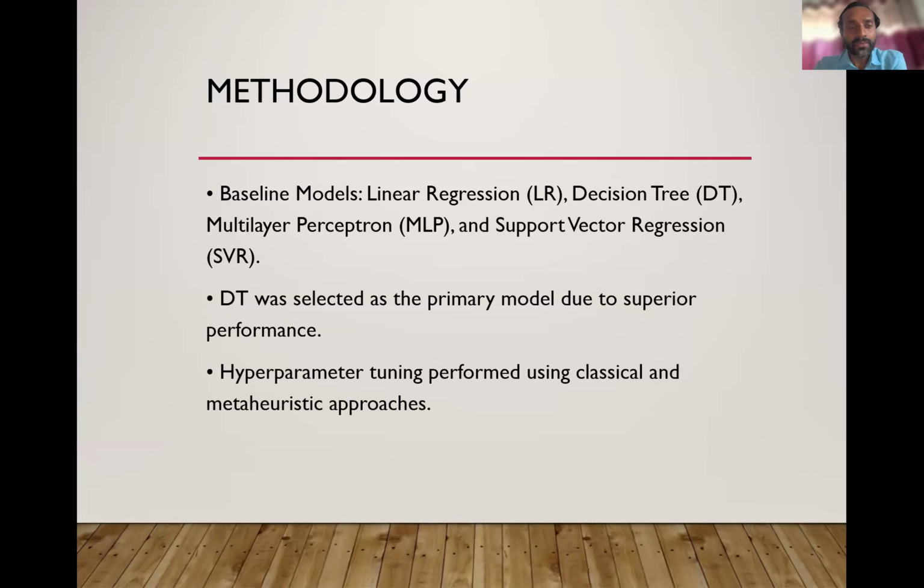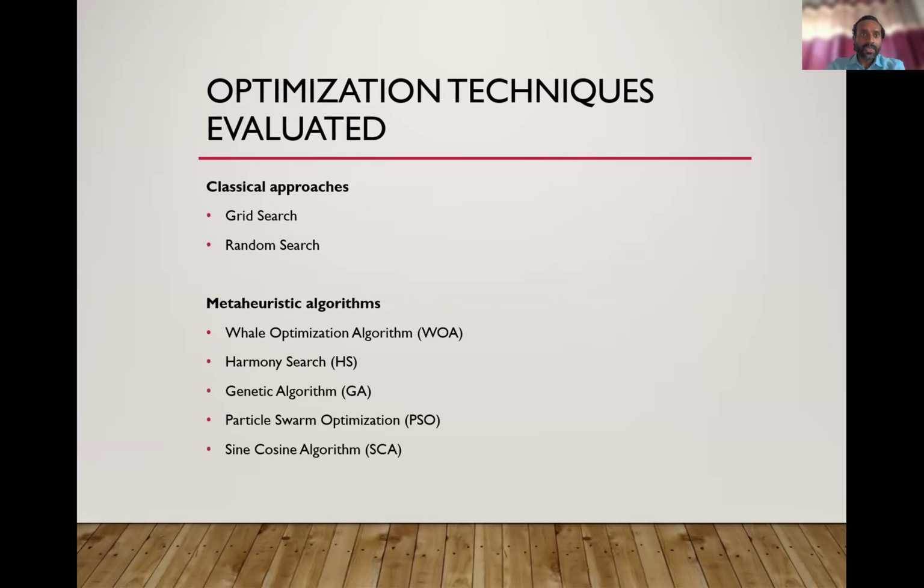The methodology is, first we used 4 baseline models called linear regression, decision tree, multi-layer perceptron, and support vector regression, in which the decision tree was selected as the primary model due to its superior performance. You will see the performance later. After that, we applied hyperparameter tuning to the decision tree models, which was categorized into classical and meta-heuristic approaches. The approaches are given here.